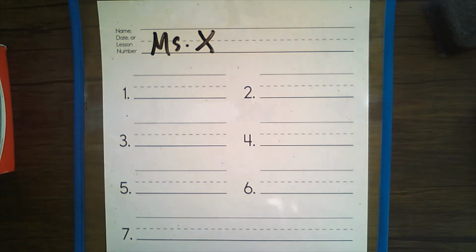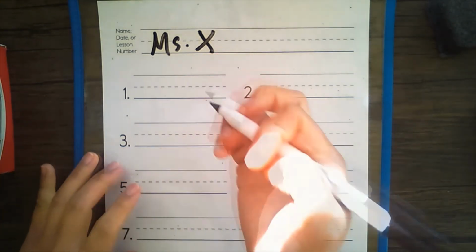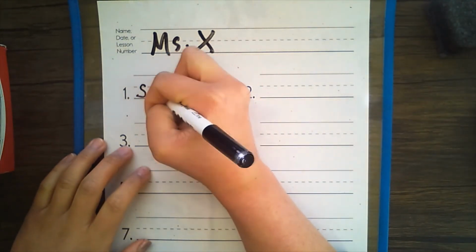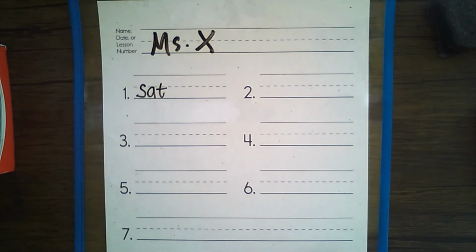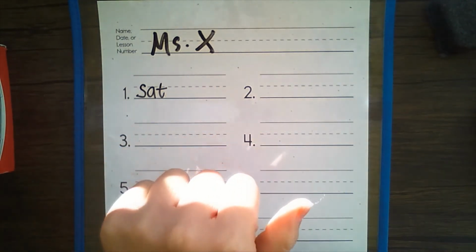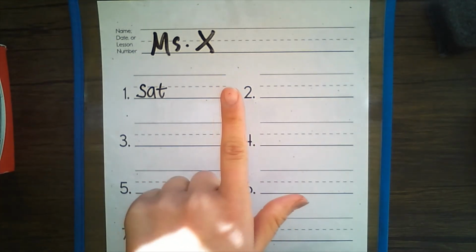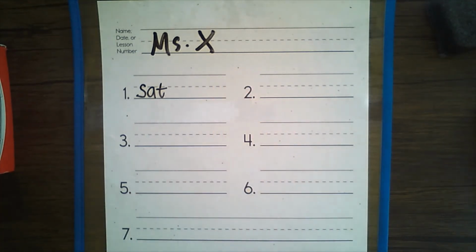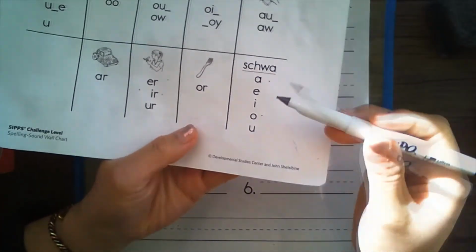Our first syllable, sat. Let's go ahead and write that out, right? Sat. And that's a sound out syllable. Next syllable, sat, uh. That syllable has a schwa. So let's go ahead and take a look at that. That syllable has a schwa. We're going to use the E spelling.